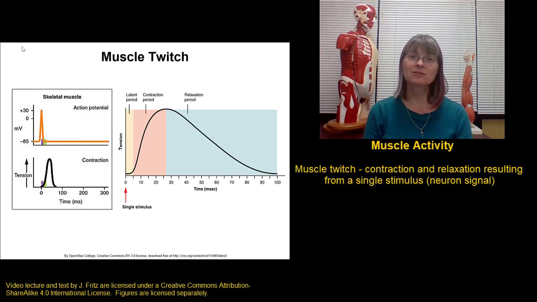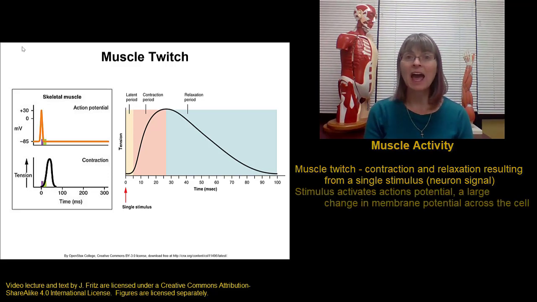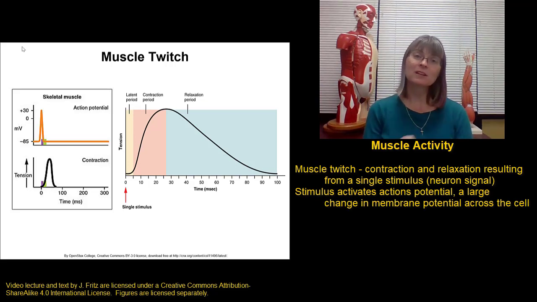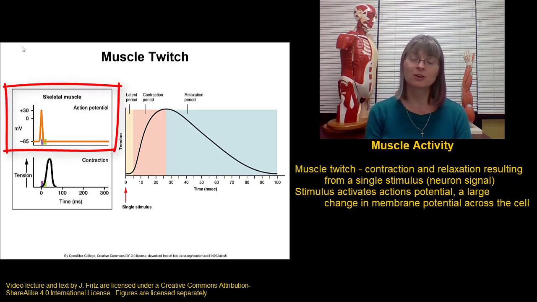If the muscle receives a single stimulus, just one zap for it to contract, we see that the muscle contracts and relaxes. When a muscle receives the stimulus or the electrical signal to contract, it activates an action potential within those muscle fibers. That's what we can see in the first part of this figure. This is showing you the electrical charge of the muscle.